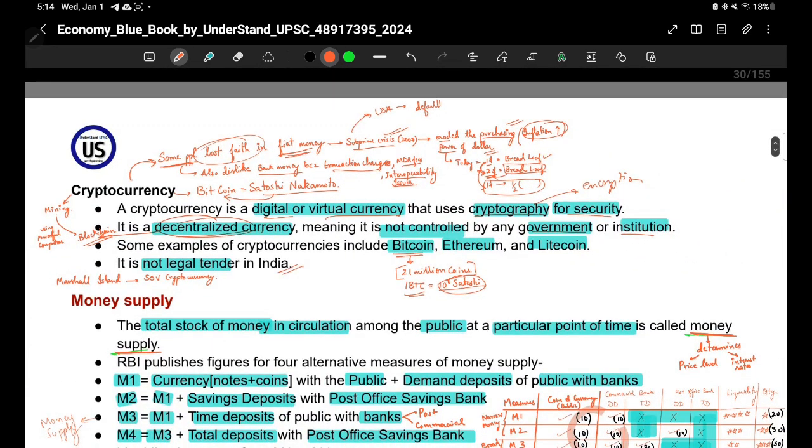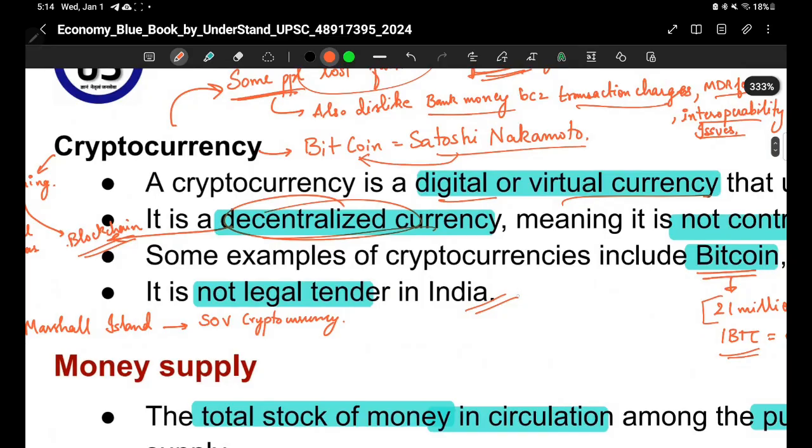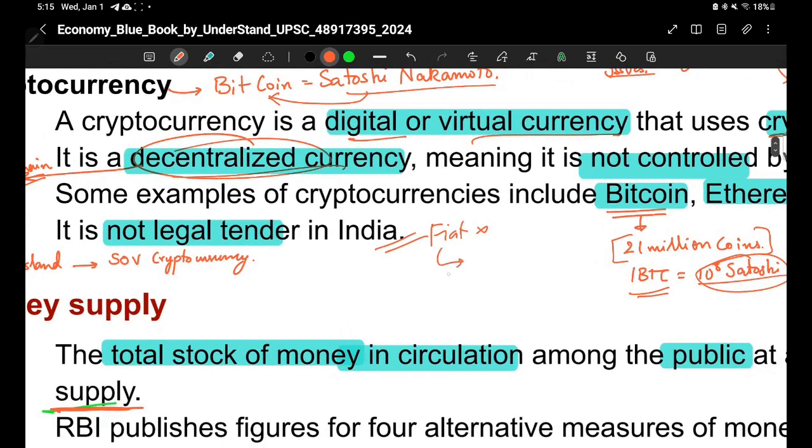and it is not a legal tender in India. Why? Because is it a fiat money? No, it is not a fiat money because it is not issued by the government of India or any king or central bank. So since it is not a fiat money, it is not a legal tender.